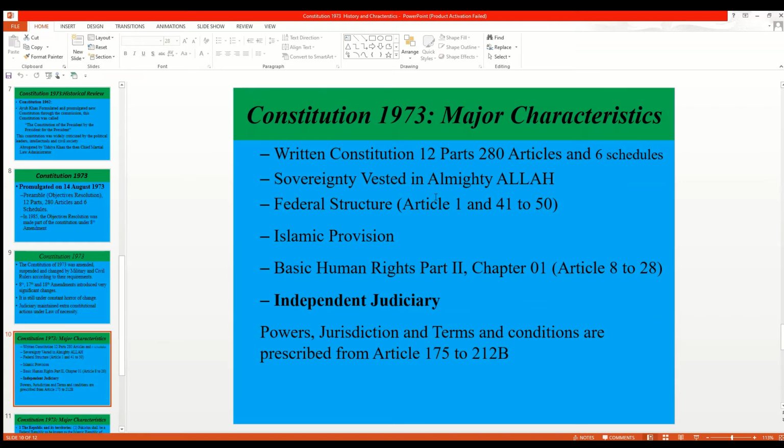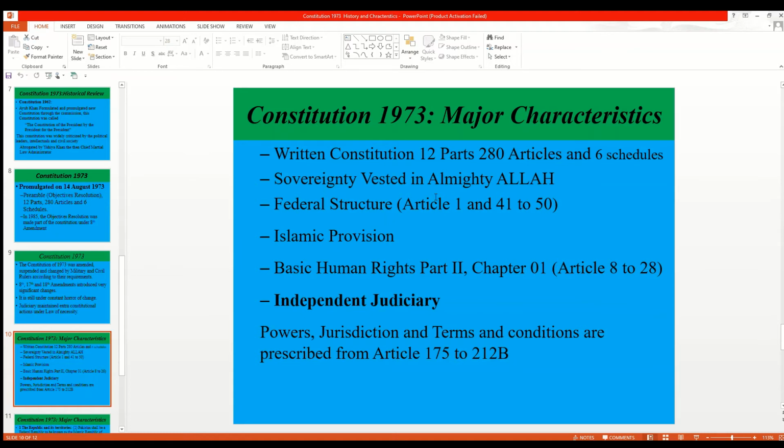So, the major characteristics of the Constitution of 1973. First, this was a written constitution comprised of 12 parts, 280 articles and 6 schedules. The amendment process was very difficult in the constitution. However, this was managed by the rulers from time to time.